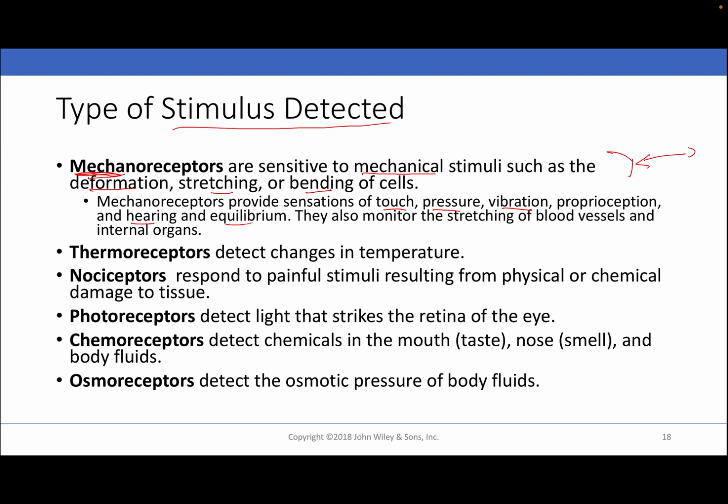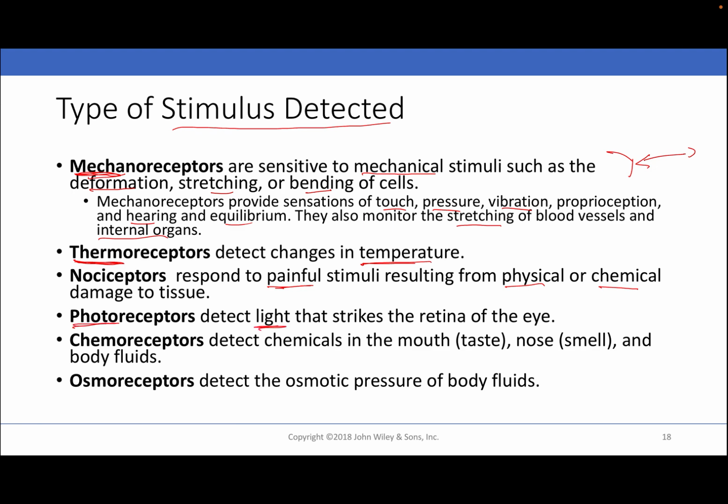These are things that are going to monitor the stretch of your blood vessels or the stretch on your internal organs, etc. Thermoreceptors, the name should maybe give it away, hopefully. Thermo as in heat, so they monitor temperature. Nociceptors are important, and they respond to painful stimuli. This can come about as a result of either physical or chemical damage to the tissue.